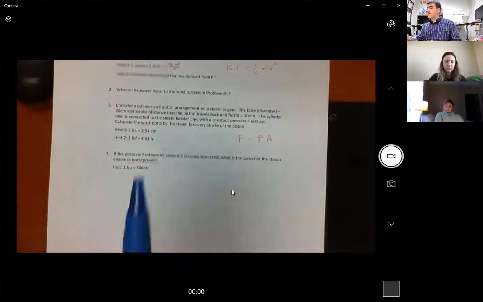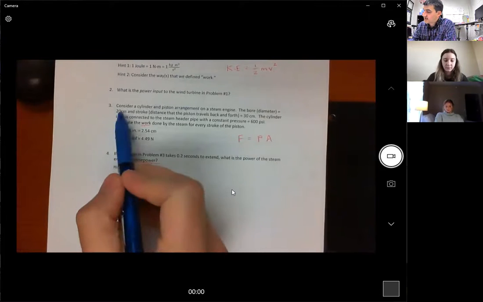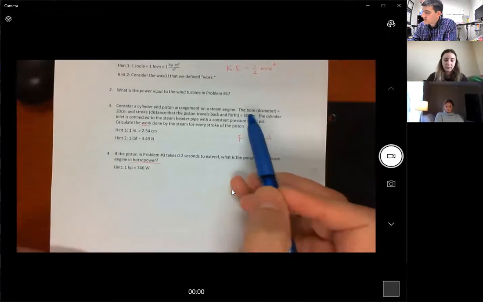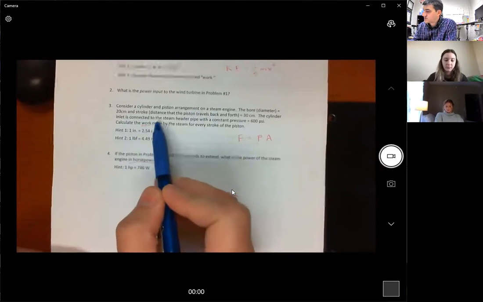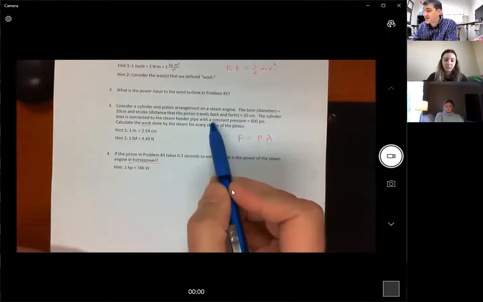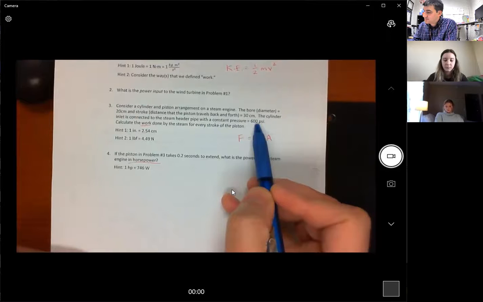Okay, then number 3. This is where I mentioned last time that this is like Thomas the Tank Engine, or like our steam engine. We've got a steam engine of some kind, and we've got a cylinder and a piston moving inside that cylinder. The bore, that means the diameter of that piston or cylinder, is 20 centimeters. And the stroke, the distance that piston is traveling inside that cylinder, is 30 centimeters. And the inlet is connected to a steam pipe with a constant pressure, which is a big assumption, but it makes it a lot easier. So we'll say, for now, the pressure is constant inside that cylinder at 600 psi.